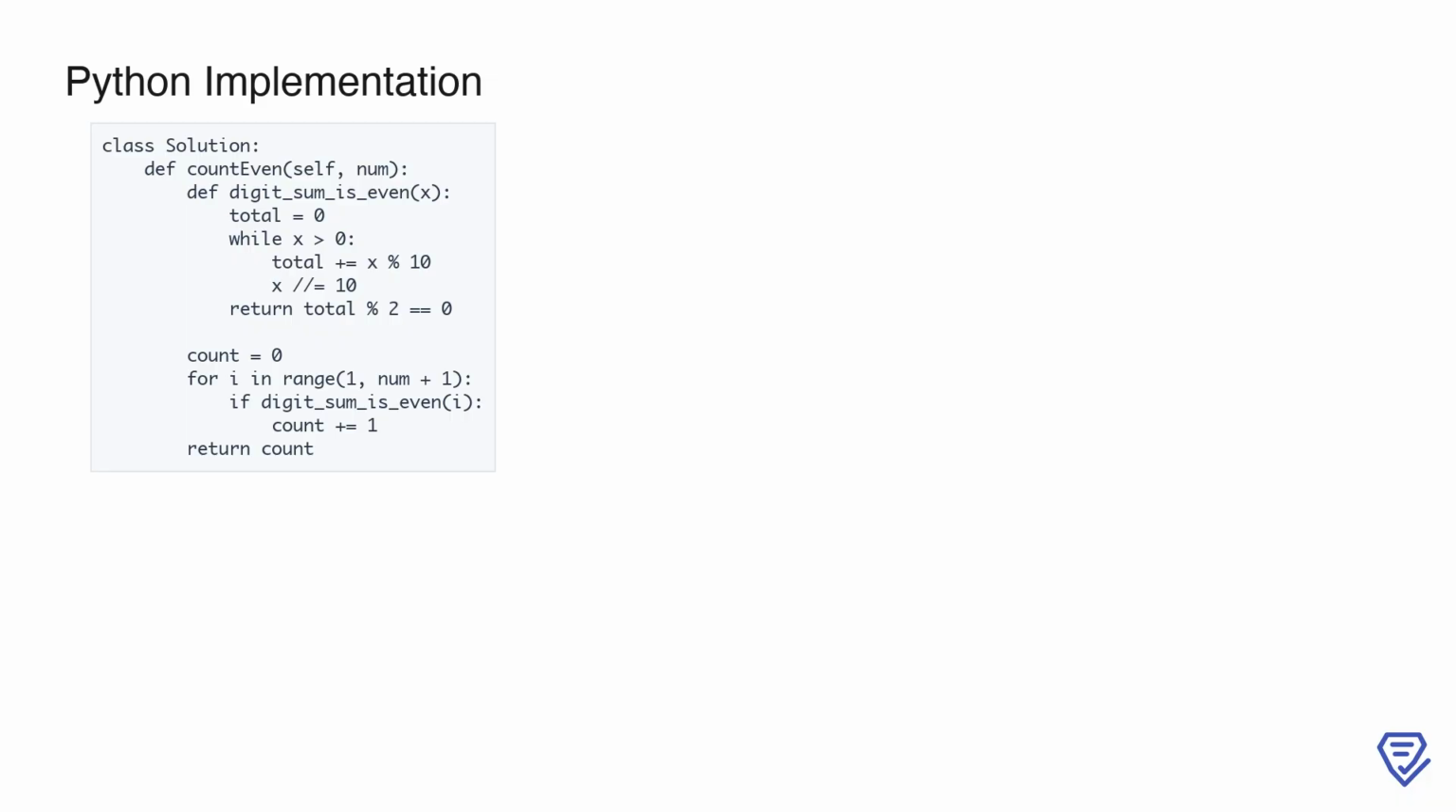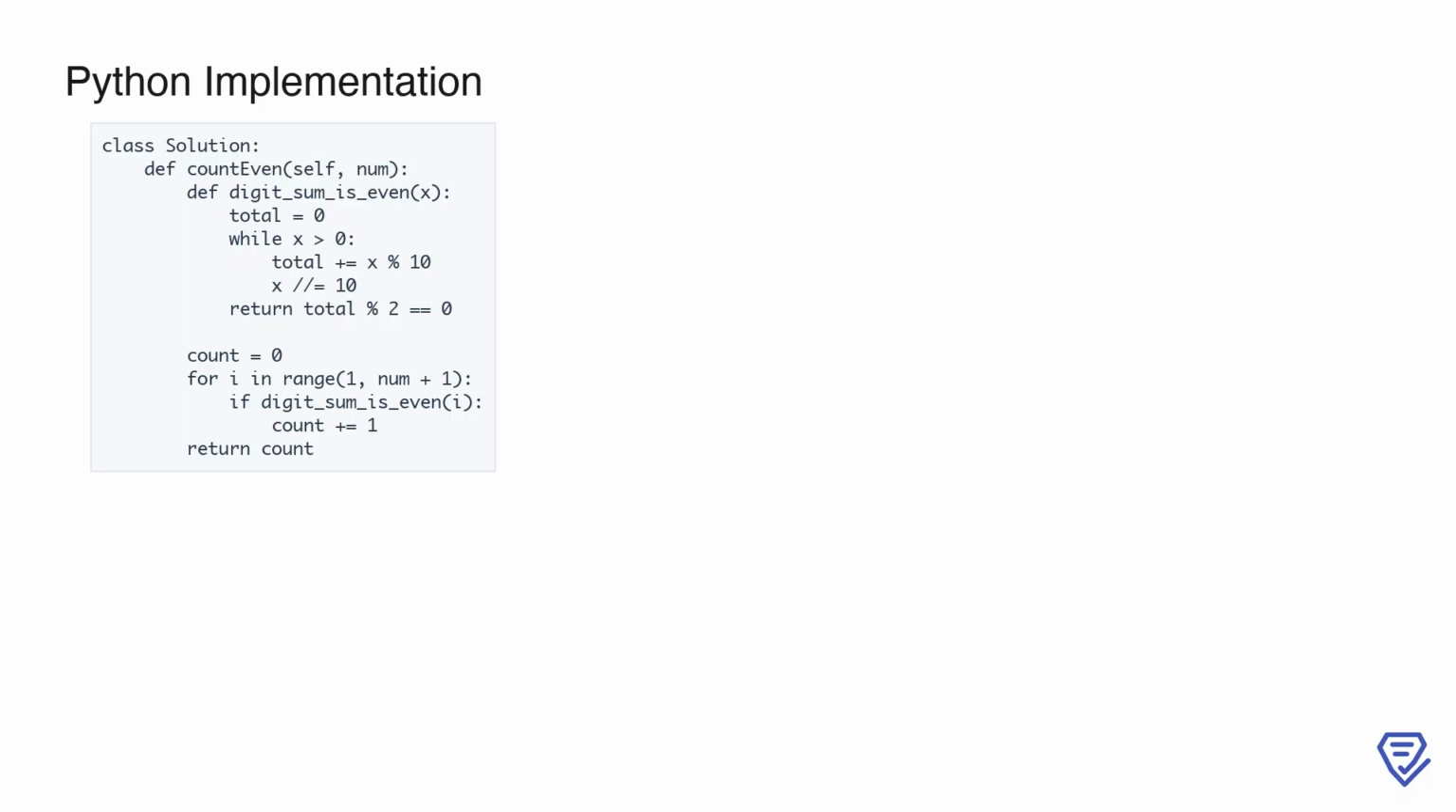2. Main function count_even. We initialize count to 0, which will track how many numbers satisfy the condition. We iterate through all integers from 1 to number, inclusive. For each integer i, we call the helper function digit_sum_is_even. If it returns true, we increment the count. 3. Return the result. After completing the loop, count contains the total number of integers with an even digit sum, which is returned as the final result.